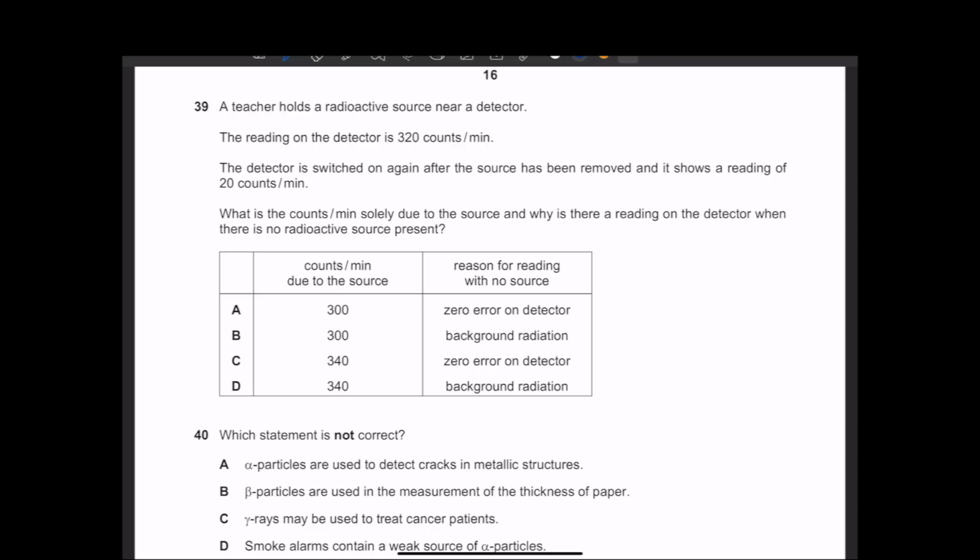It was answered in the previous one, like the count per minute due to the source. We said just subtract 20, so it's supposed to be 300. And the reason for a reading while there is no source is the background radiation. So I'm going to choose background radiation here. So the right answer is B. No doubt it's B. That was easy.